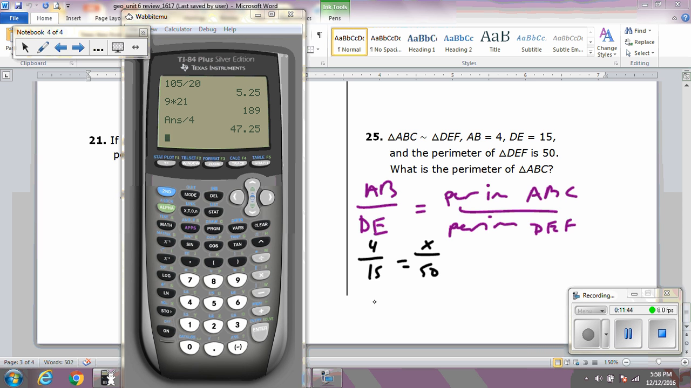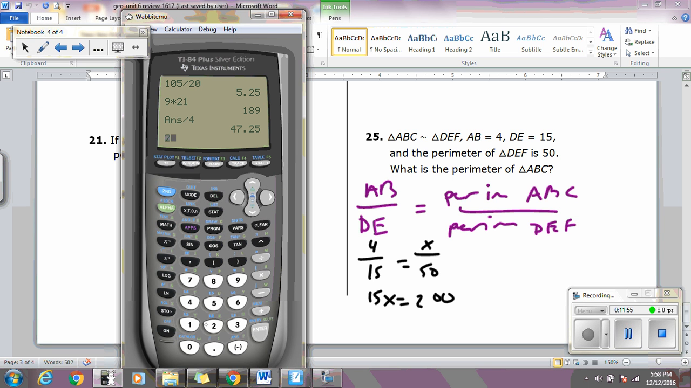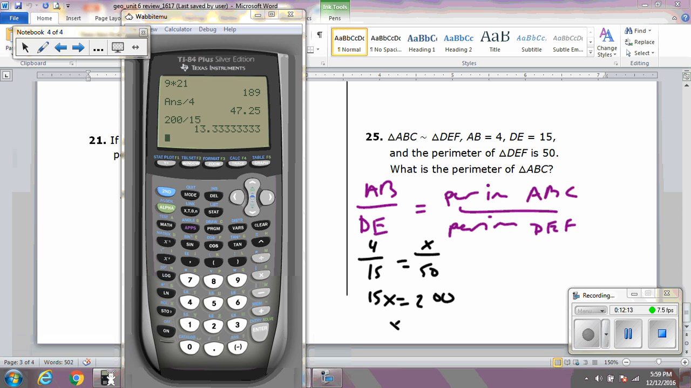Cross multiply 15 with X, you get 15X. 50 with 4, you get 200. Divide both sides by 15. 13.3 repeating. So the perimeter of ABC will equal approximately 13.3.